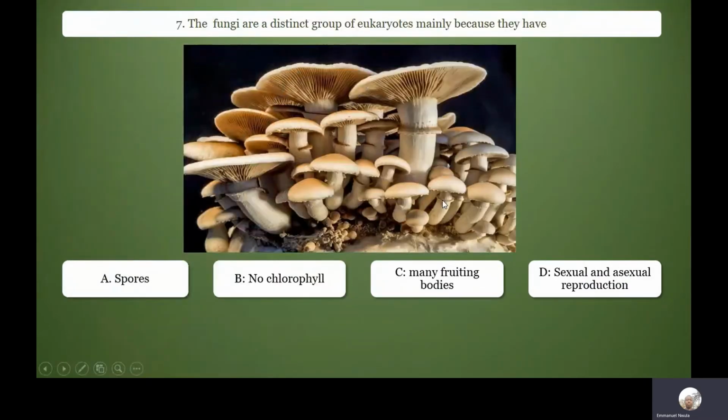The fungi are a distinct group of eukaryotes mainly because they have no chlorophyll. They have no chlorophyll. Of course, you can't see them greenish because they don't have any chlorophyll.